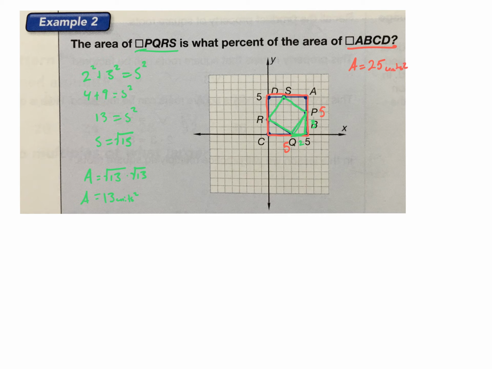But it didn't ask for the two areas, it asked for what percent. So to find the percent, I'm going to take the area of the green one and divide by the area of the red one. So I'm going to say 13 divided by 25. If I wanted to throw that into a calculator and find the decimal and then multiply by 100, I could. Or this is easy enough to get it to have the denominator of 100, because then I know it's percent. 25 times 4 gives me 100. So if I multiply the top by 4 as well, 13 times 4 would be 52. So it would be 52%.